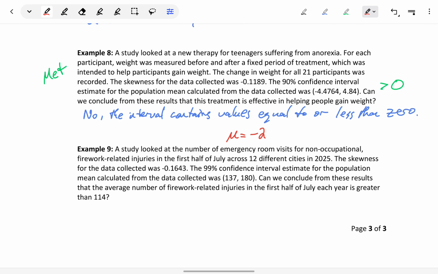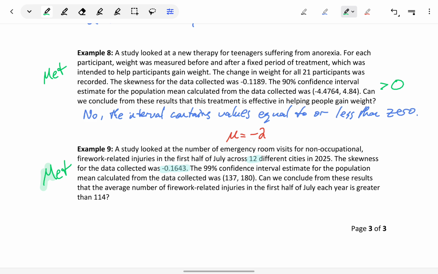In example 9, we have a case that sounds similar to one we've considered before, but we have some different values. We're looking at the number of emergency room visits for non-occupational firework-related injuries. We can start off by seeing that our sample size is small. We only had 12 different cities that were looked at. So we have to look at the skewness, which in this case is between -1 and 1. So the data is approximately symmetric, meaning it's likely that it comes from a normally distributed population, so the conditions are met to estimate a mean.